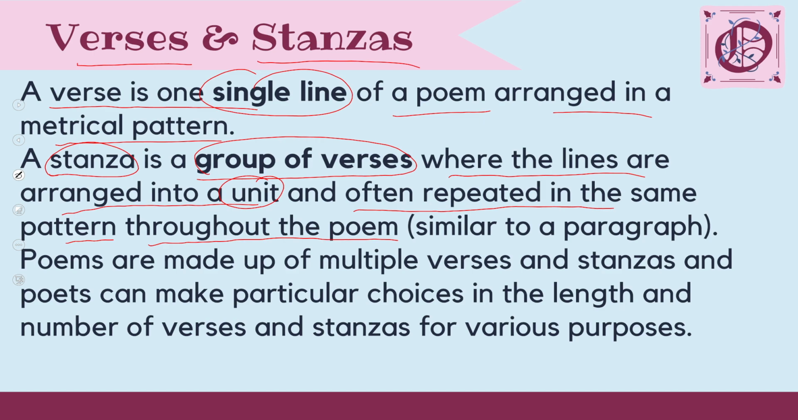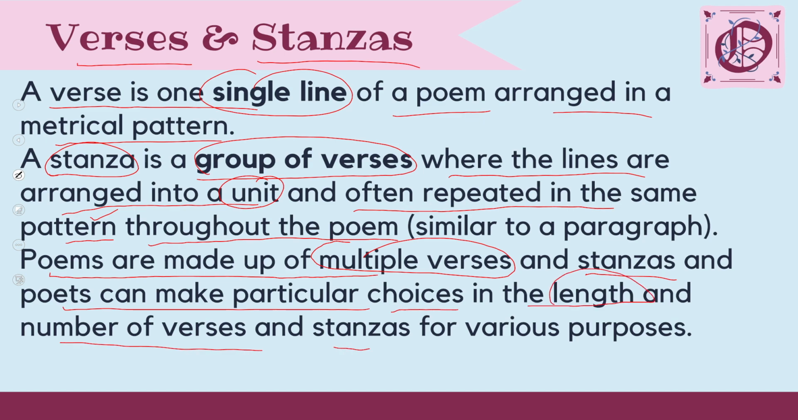So, a group of verses, a group of single lines, they make a stanza. And a stanza is giving one complete idea. It is arranged into a unit and they also have a pattern. Poems are made up of multiple verses and stanzas, and poets can make particular choices in the length and number of verses and stanzas for various purposes.